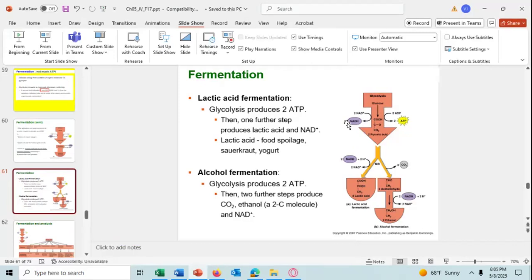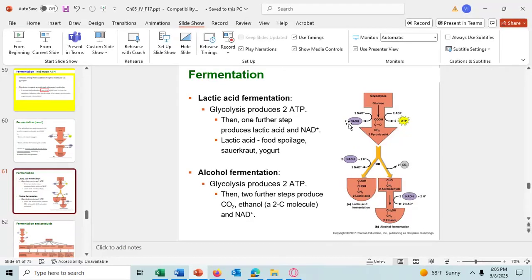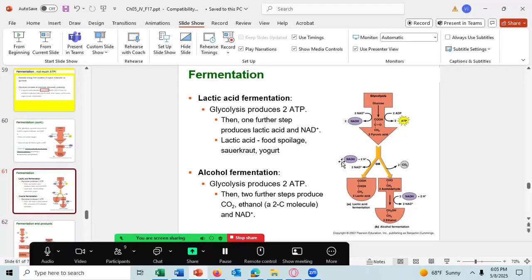Can you repeat that question? Why do your muscle cells use up the NADH to make lactic acid, which makes no ATP, instead of store the NADH to use in an electron transport chain to make ATP? Would it still be for energy, even though it's not making ATP?